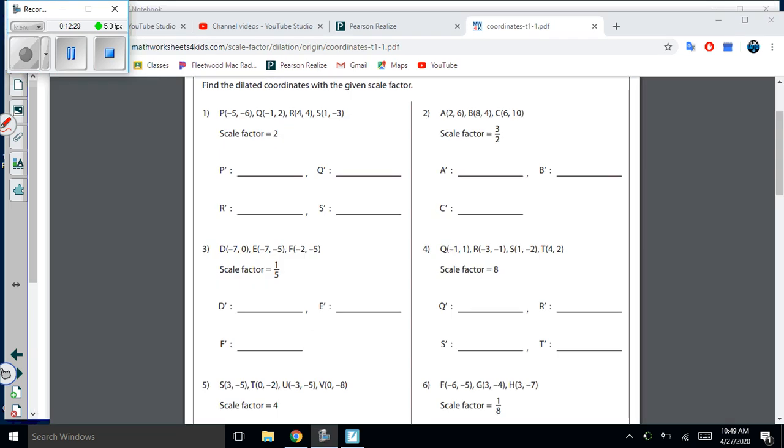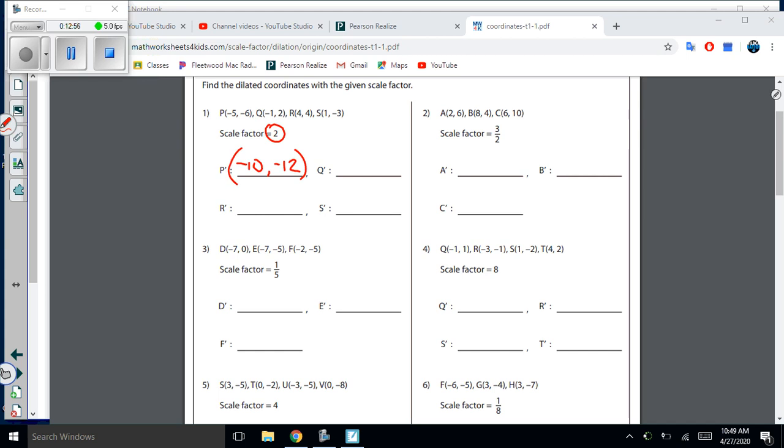All right, back here on part 3, and this is probably the easiest one. We're basically going to take each of the points here on problem number 1, and the scale factor you can see is 2, so it's going to get bigger. So in essence, we're going to multiply each point by 2, all right? Each point by 2. So if I look at P and turn it into P prime, -5 times 2 is -10. -6 times 2 is -12. So that's going to be the coordinate of P prime.